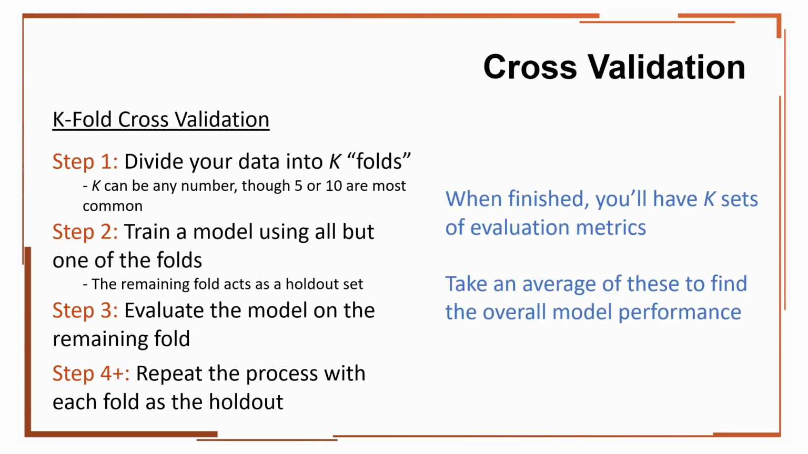When this process finishes, we'll have K sets of evaluation metrics. Basically, we would have trained 5 different models in our example and have 5 different evaluations of how well that model did on each of the held out folds. We can then take an average of these metrics and report this as the overall model performance. This produces a more robust estimate of how well the model is likely to perform, as any variation in test sets is effectively averaged out in this process.